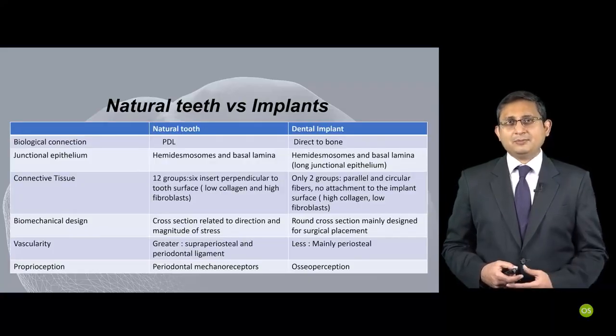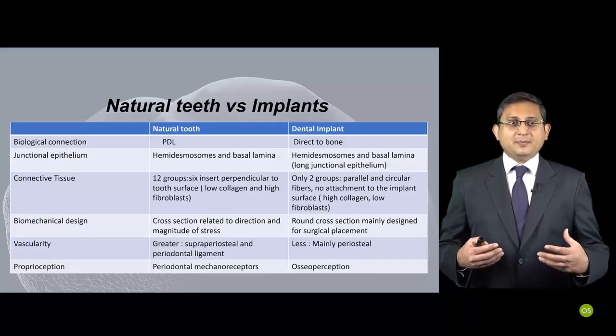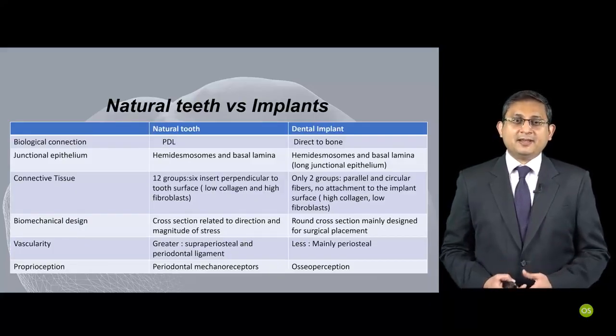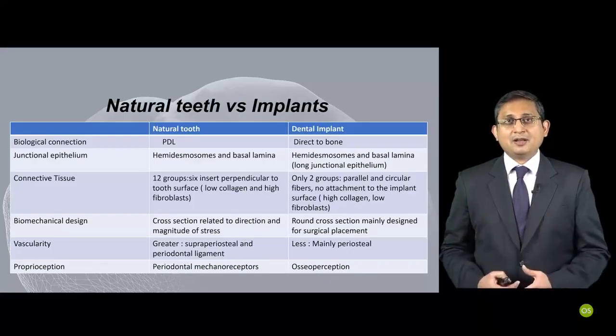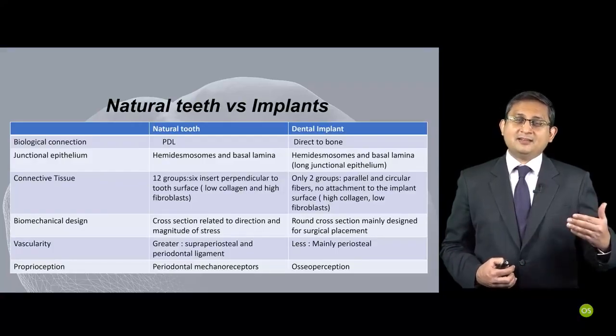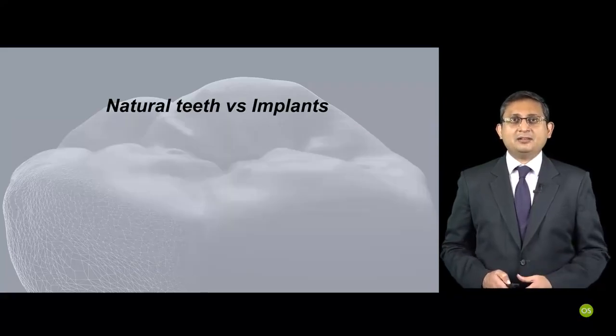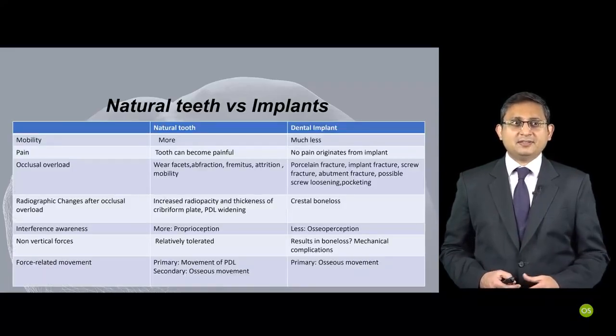You have proprioception. You have amazing proprioception with natural teeth because of the periodontal mechanoreceptors, whereas with implants, all the proprioception comes from the bone, rather than from the periodontal ligament. So those are the main biological differences.